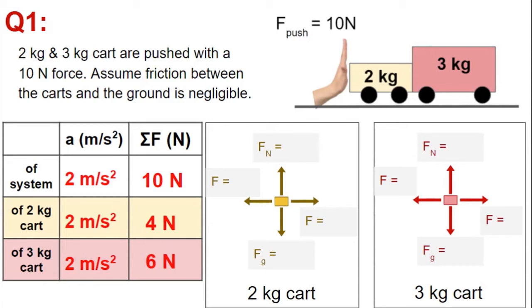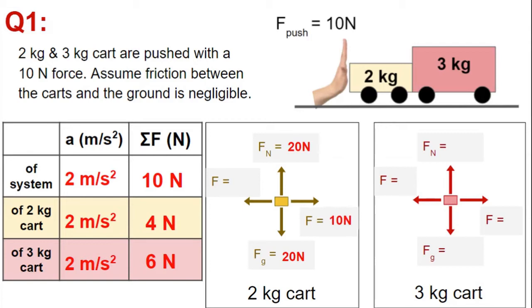Now that we know that information, let's start looking at the force diagrams. Let's consider the 2 kilogram cart first. We know the force of gravity will be the gravitational field strength, 9.8, or 10, multiplied by the mass. Here I used 10. So the force of gravity on our 2 kilogram cart is 20 newtons, and the normal force will balance that out and also be 20 newtons. We know the push force applied to this cart is 10 newtons, so we'll fill that in as well.